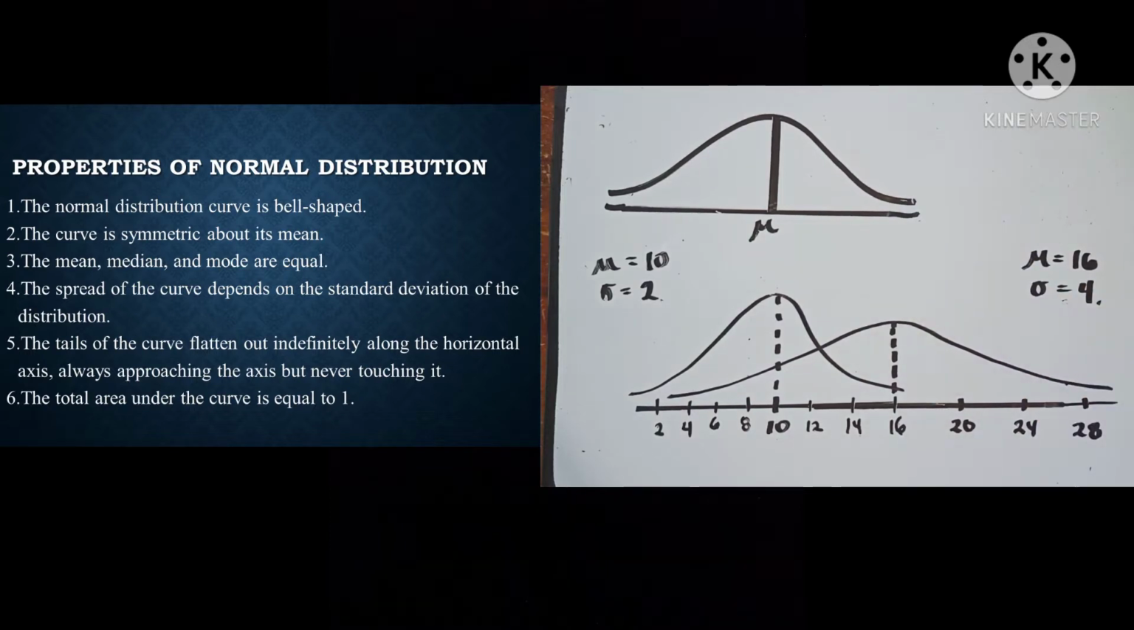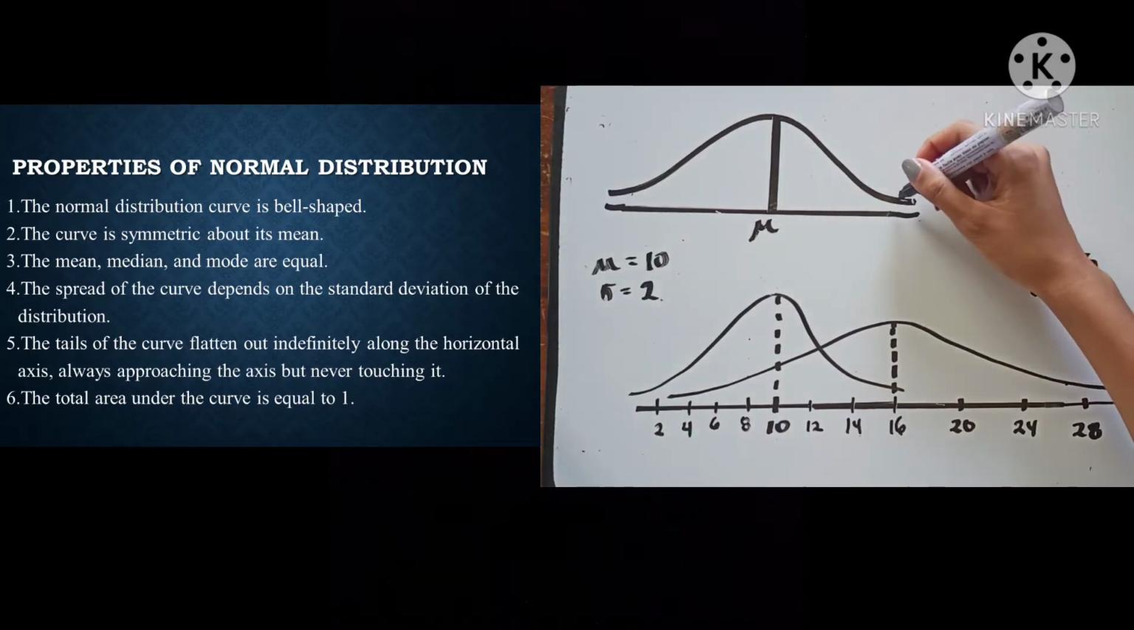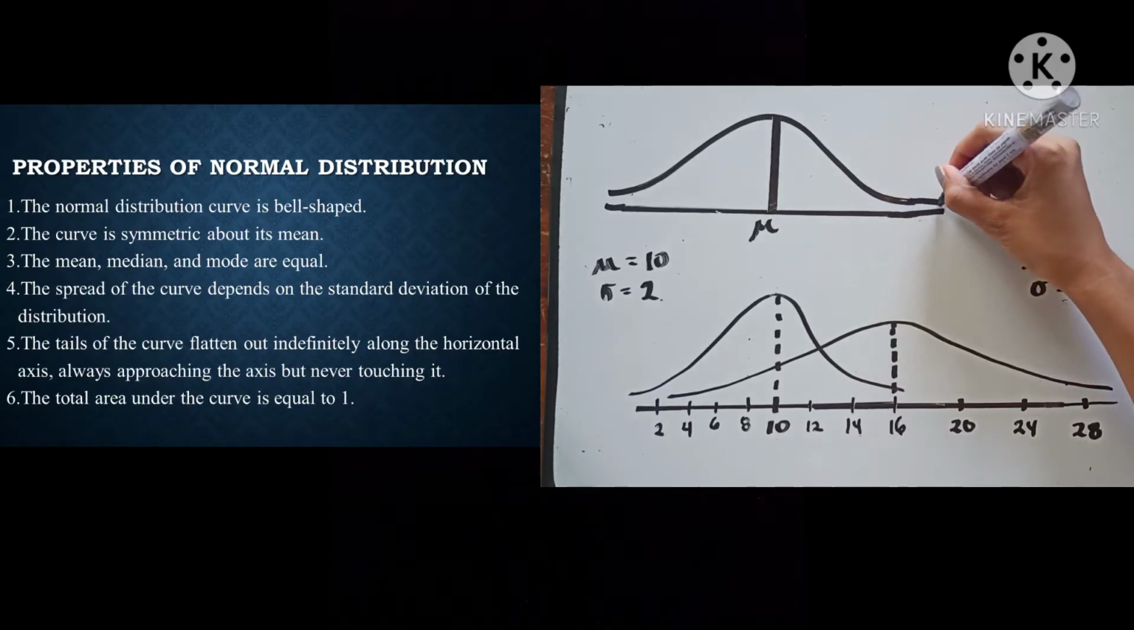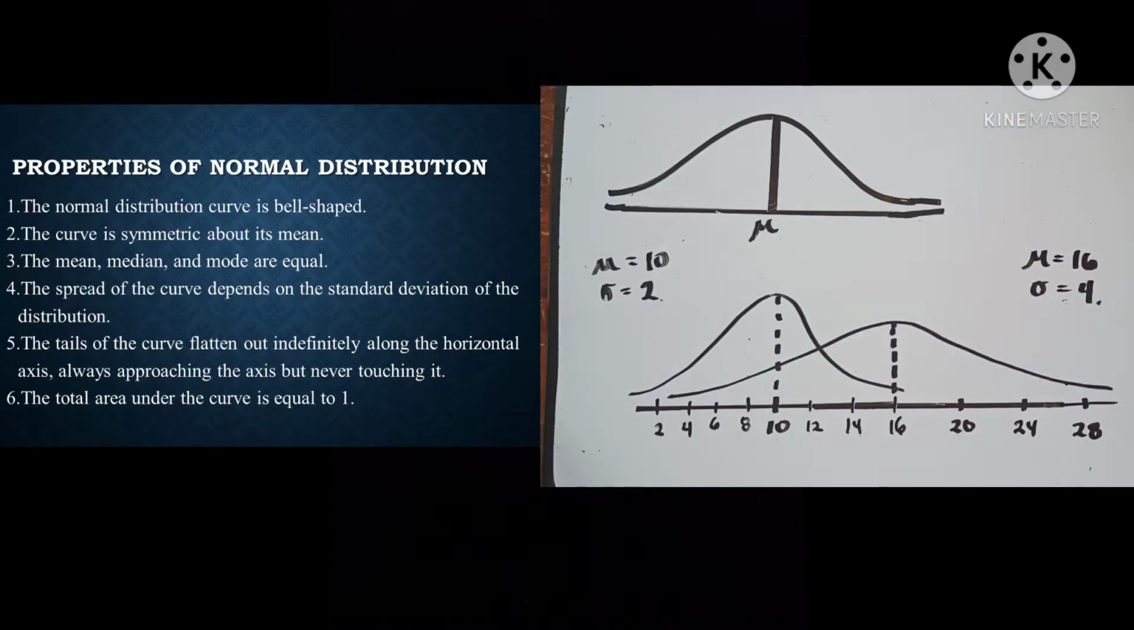So, ganun din dito sa normal curve. Yung tail niya at yung x-axis, palapit lang sila ng palapit sa isa't isa pero hindi dapat magdidikit. Ayan. Palapit lang po ng palapit pero hindi magdidikit. So, that is the fifth property.